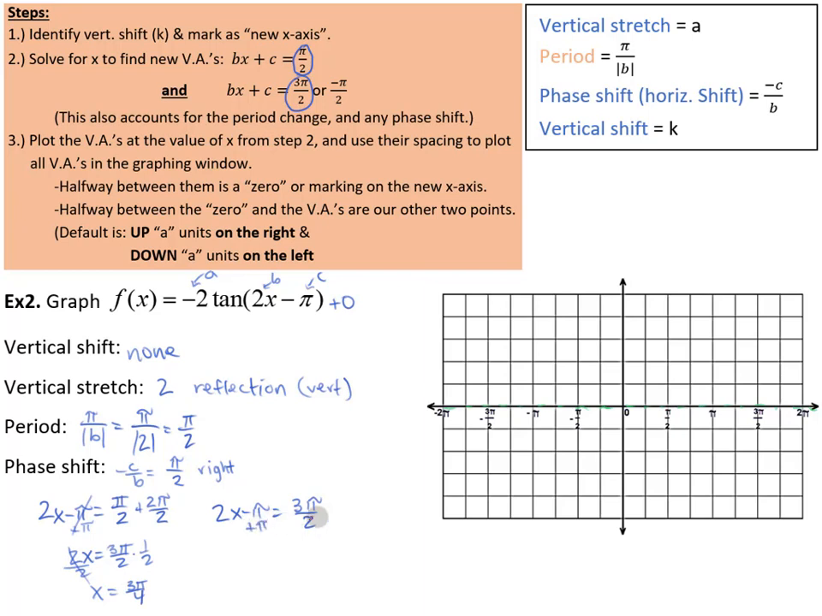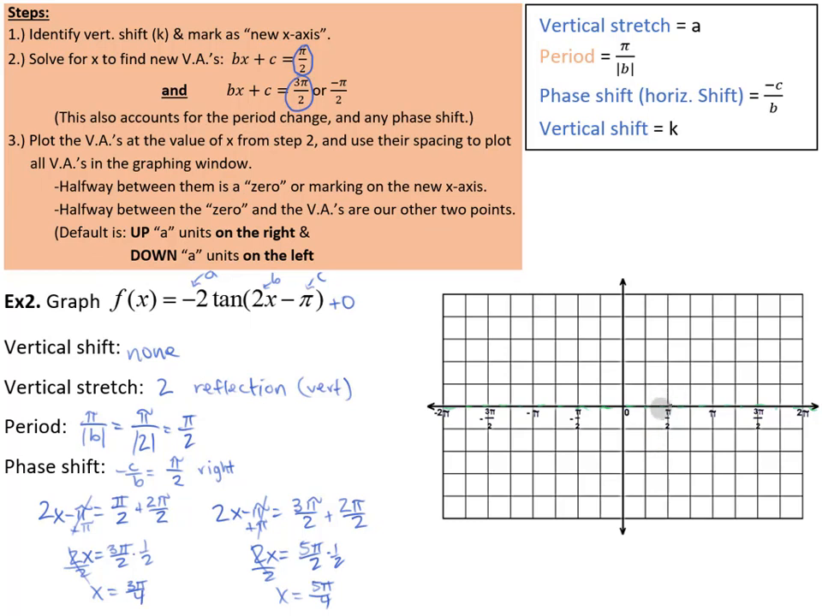Let's do some similar operations over here. Adding a pi, again I need a common denominator, so let's do 2 pi halves, the equivalent of 1 pi. So now I get 2x equals 5 pi halves. And when we divide by 2 or multiply by 1/2, we get 5 pi fourths. Okay, so 3 pi fourths, 5 pi fourths.